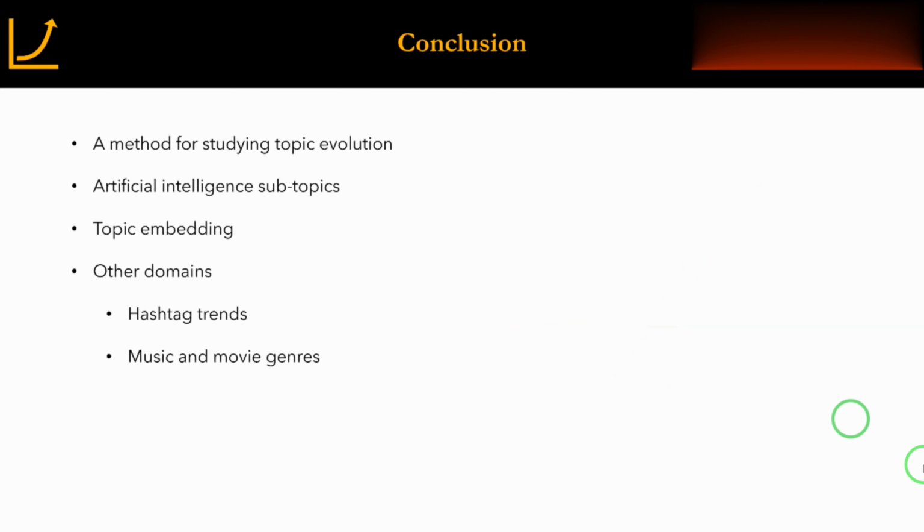So, in this paper, we proposed a method for topic evolution study, and the method is applied to artificial intelligence research subtopics. For this purpose, we adopted a topic embedding approach, and each topic is represented as a multidimensional vector. This topic embedding technique can be applied to other domains, for example, hashtag trend analysis in social media and finding closely related movies or music genres.